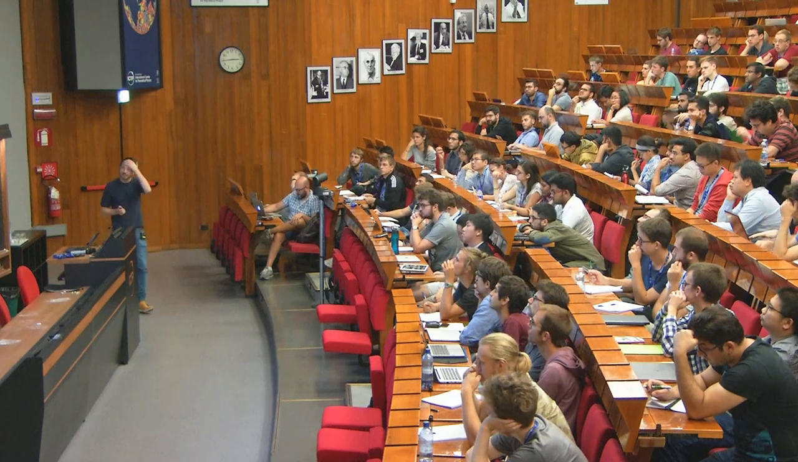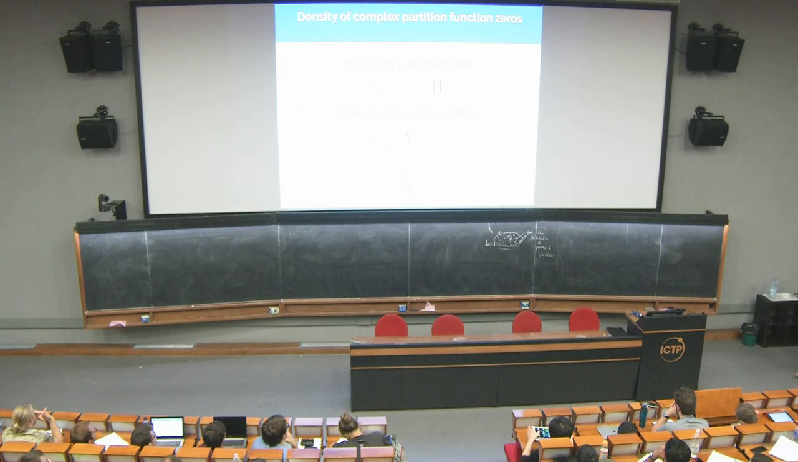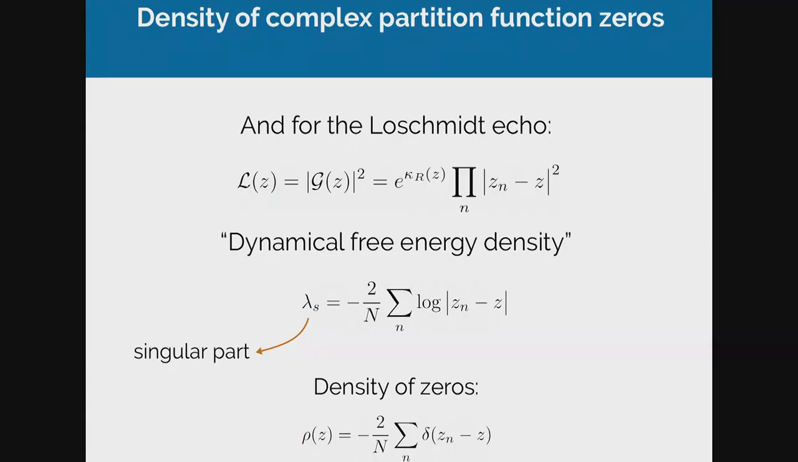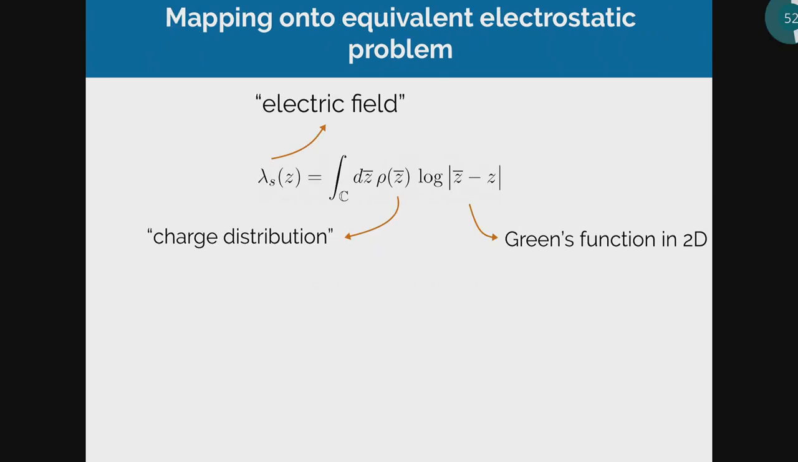Now I'm doing that because I would like to give you some physical intuition about these zeros. Let me define a density of zeros, rho of z, which is minus 2 over N, sum over n of delta function of zn minus z. If I do this, I can rewrite the singular part of my free energy in terms of an integral involving this rho of z, namely, the singular part of the dynamical analog of the free energy is the integral over the complex plane over this density of complex partition function zeros, and then this log, which we had from before.